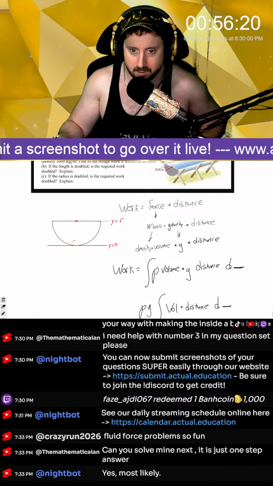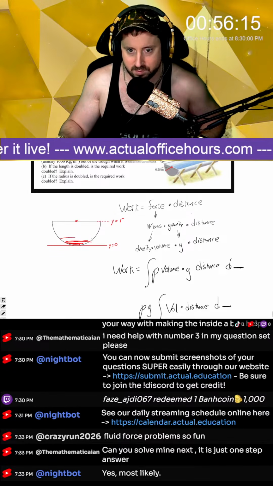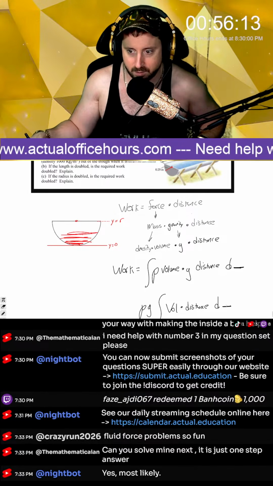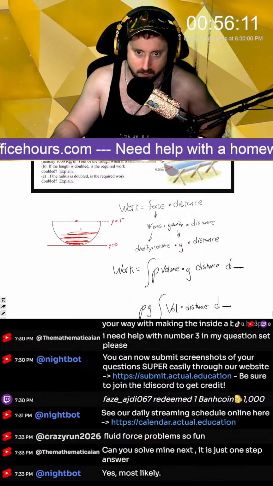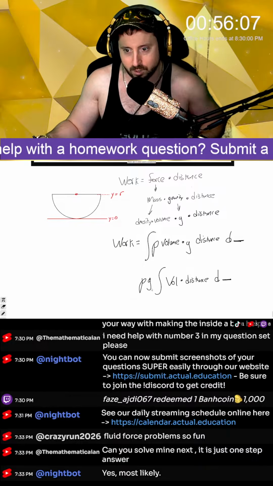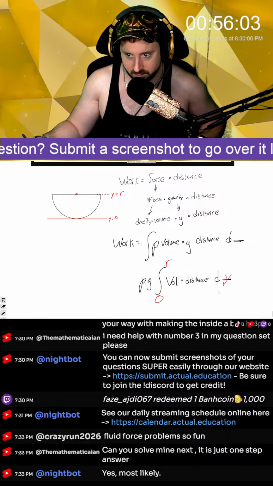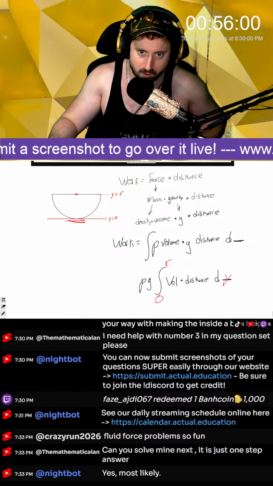I'm going to go from here to here, and I'm going to add up all the little bits of water, and then I'm going to take a record of how far up I need to move things. So we're going to start from 0 to r, and I'm going to do that in terms of dy. I'm going to go from y equals 0 up to y equals r.